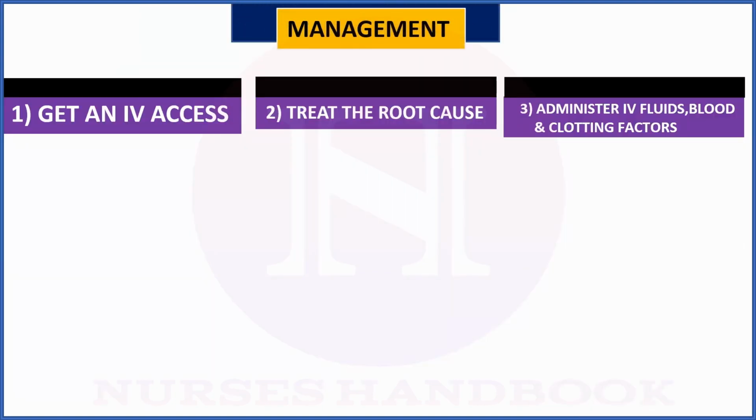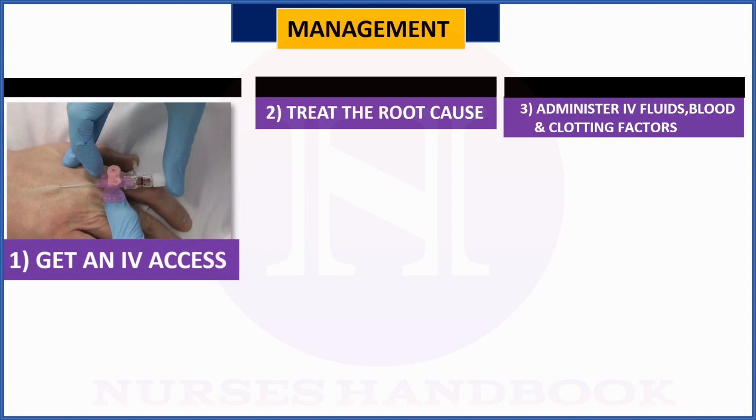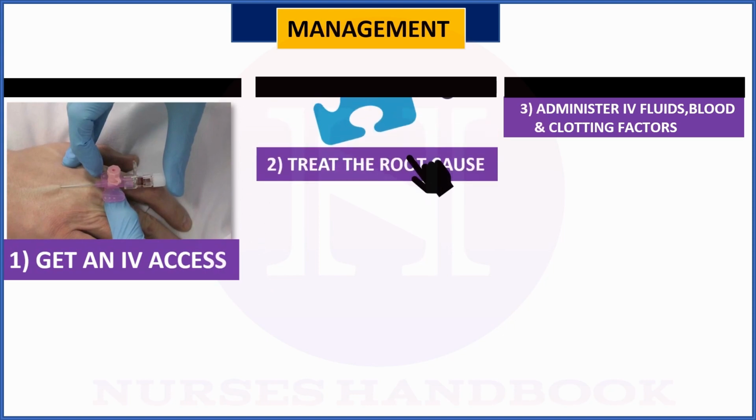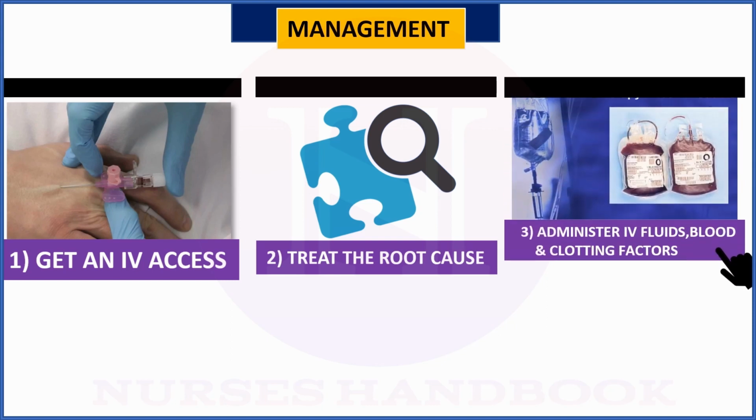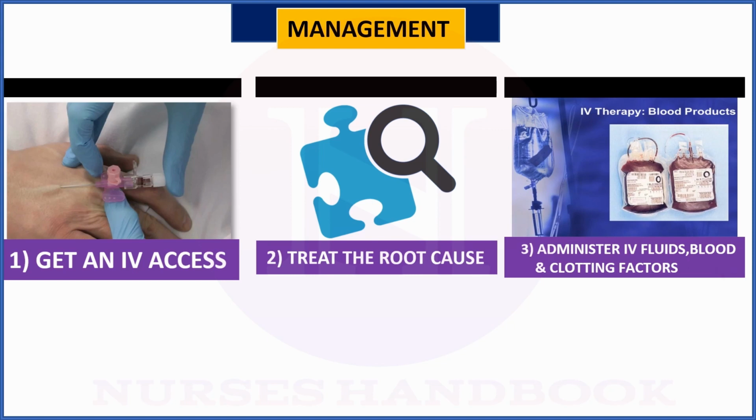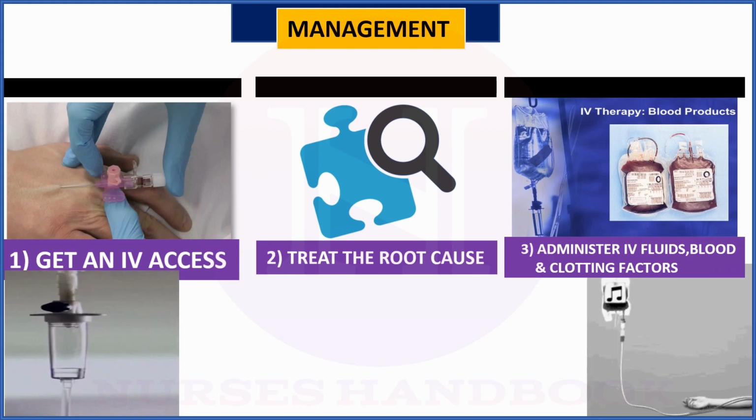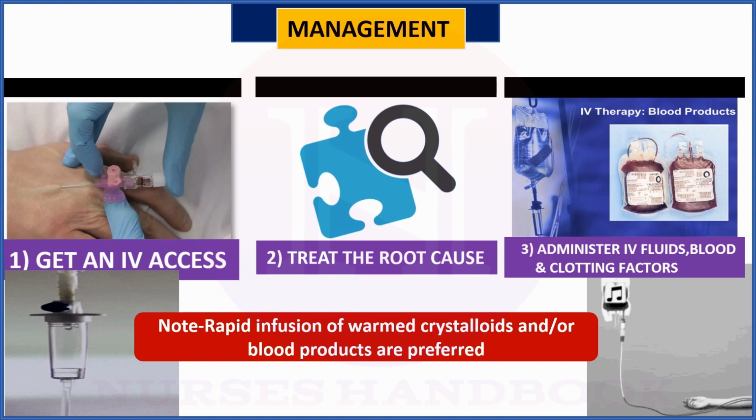Now coming to its management part. While proper chest compression and rescue breaths help the remaining volume to circulate, we should get an IV access as early as possible. Secondly, by the side, treat the root cause, for example, applying pressure to the wound. Third, administer IV fluids, blood and clotting factors. Remember, rapid infusion of warmed crystalloids like RL, D5, 0.9% sodium chloride, etc. or blood products are preferred.